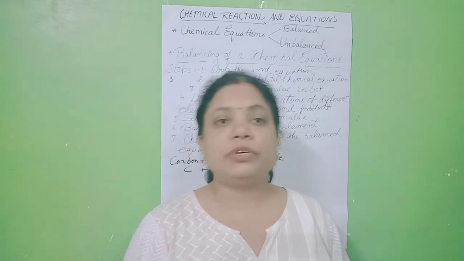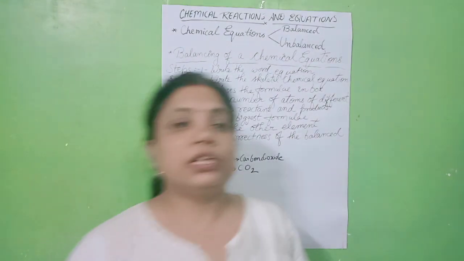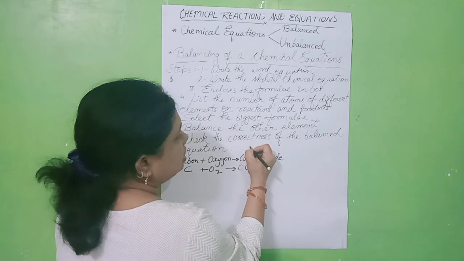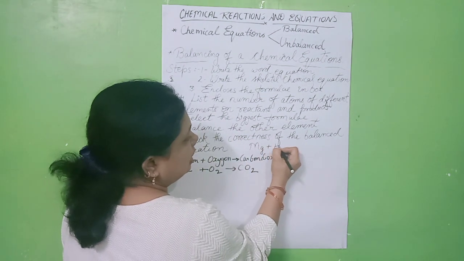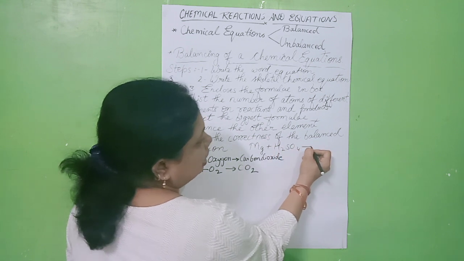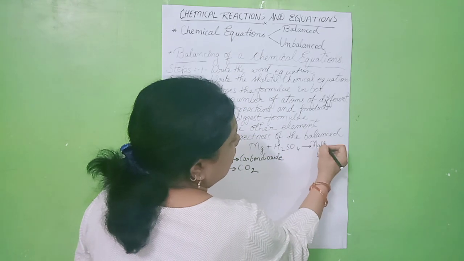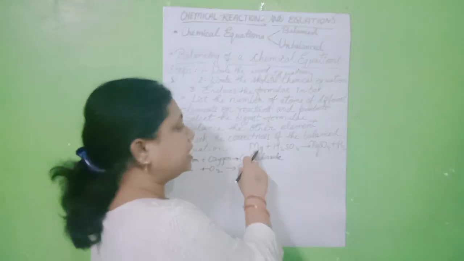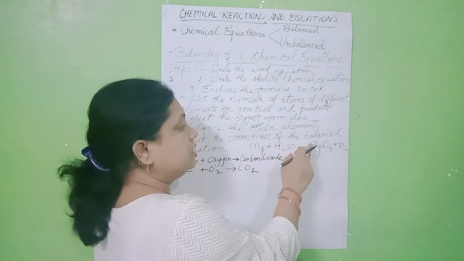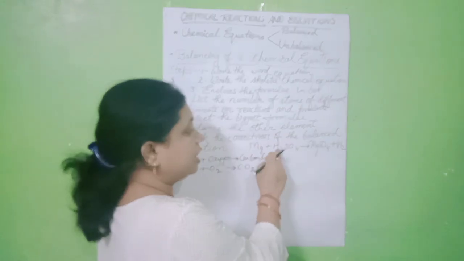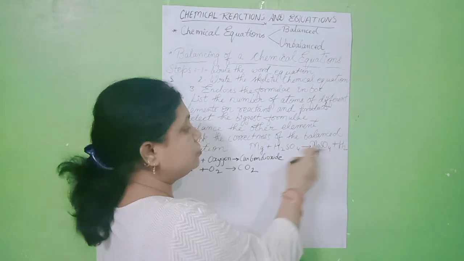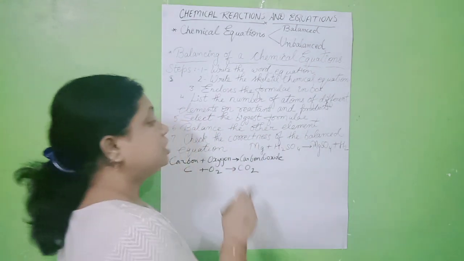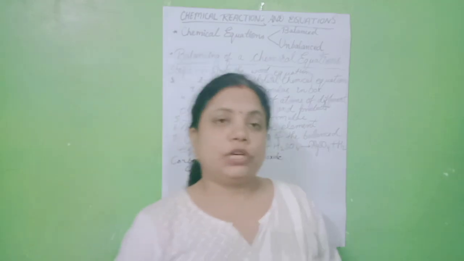Let's see one example, students. Just wait. Suppose I take one example, Mg plus H2SO4, it will form MgSO4 plus hydrogen. Here you observe, students, magnesium is 1 on the left hand side, on the right hand side magnesium is 1, hydrogen is 2, hydrogen is 2, sulfur is 1, sulfur is 1, oxygen is 4, oxygen is 4. So this is a balanced chemical equation.